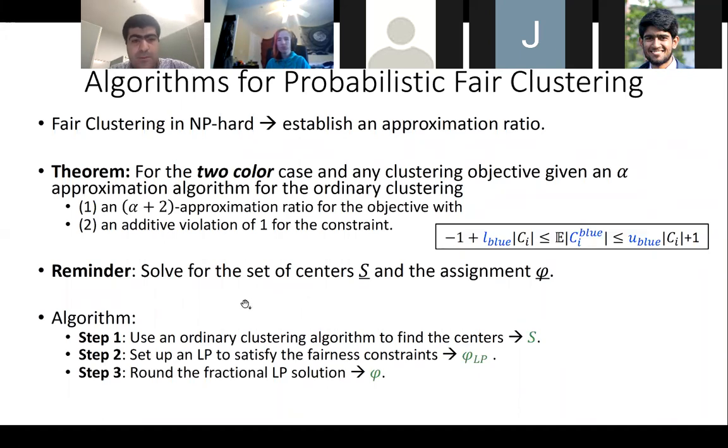Okay, so, all right. As a reminder, what are we solving for? We're solving for the set of centers S and the assignment, which assigns points to centers, okay? So our algorithm basically follows these 3 steps. In the first step, we run an ordinary clustering algorithm to find the collection of centers S. Then after we find the set of centers, we use an LP, a linear program, that's what LP stands for. The LP will satisfy the fairness constraints and will recover the assignment phi LP, which could be fractional, so we cannot use it. And that's where we use the rounding step to get an integer assignment phi.